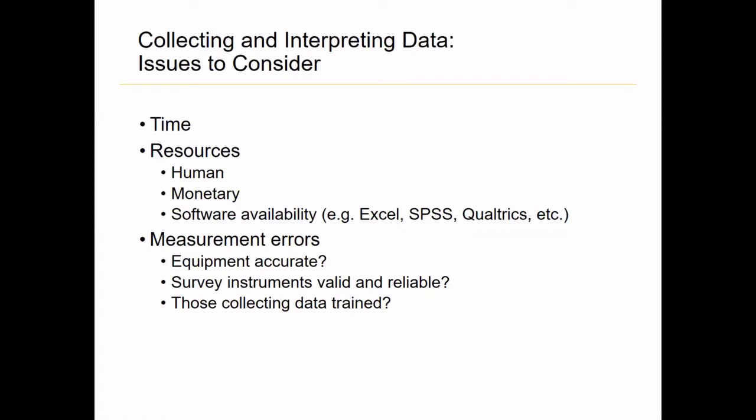The last thing to think about with measurement error is training of those who are collecting the data. If you're taking anthropometric data, heights and weights and waist circumference, and the person is not trained, then you may get inaccurate results as well.